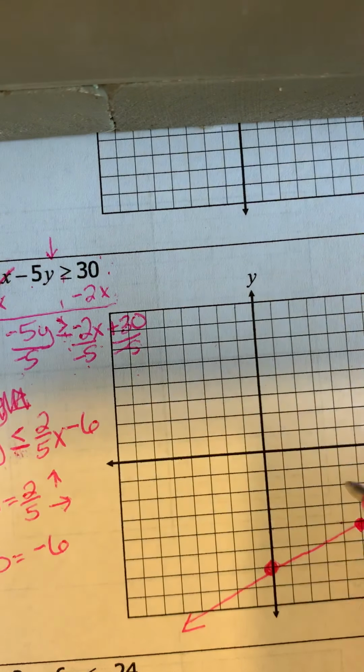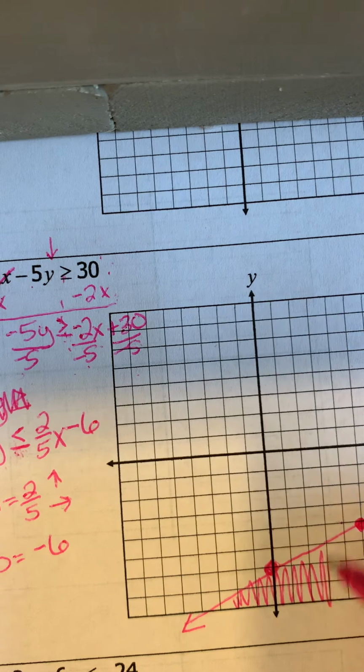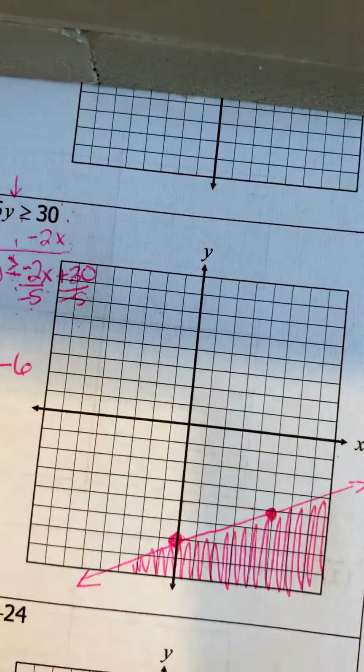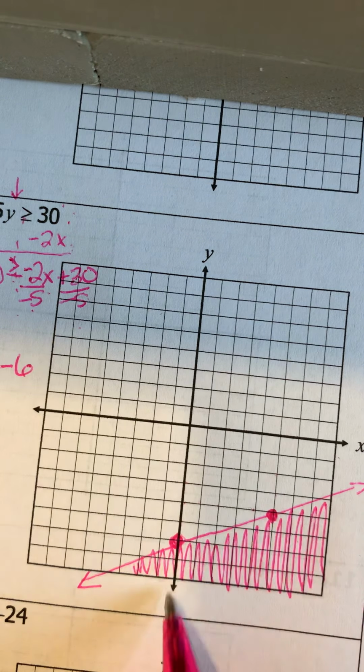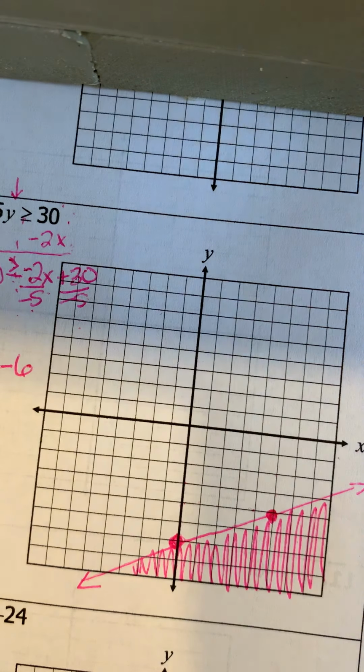So I want less than, I want y values that are less than this. So I'm going to shade everything below this line here, like so. So that means any points in this area is going to be a solution to this inequality. I'll do one more. Let's look at number 5.